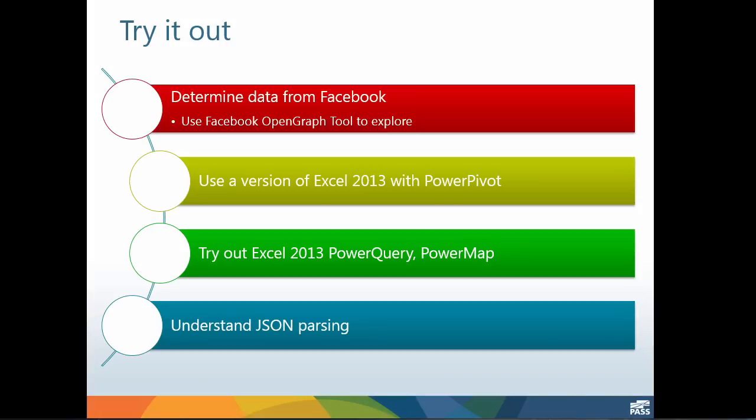So the process basically of this was to take a look at what data was available from Facebook. And my little tip of the day is to use the Facebook Open Graph tool to explore in conjunction with Power Query. Of course, you have to have Power Pivot if you want to join tables, if you want to use it that way. And download Power Query and Power Map. And you may have to deal with JSON parsing if you can't get everything to come through Power Query, so you need to figure out a solution for that.